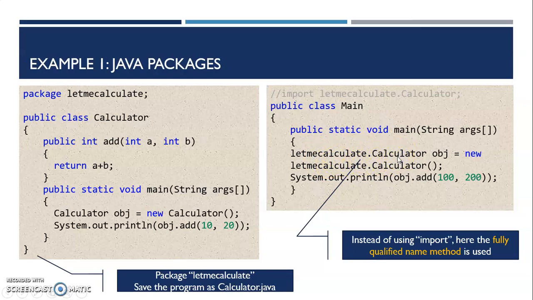Calculator is a class inside the package LetMeCalculate. That means LetMeCalculate.calculator is the full name of the class, and if you are using that inside your program, that is known as the fully qualified name method. Okay, so here we are creating our object obj by using the fully qualified name method. So both ways you can do it: either you can import it or you can directly use it.